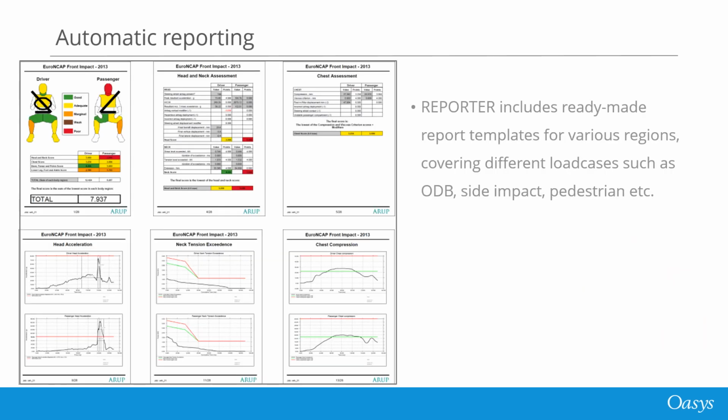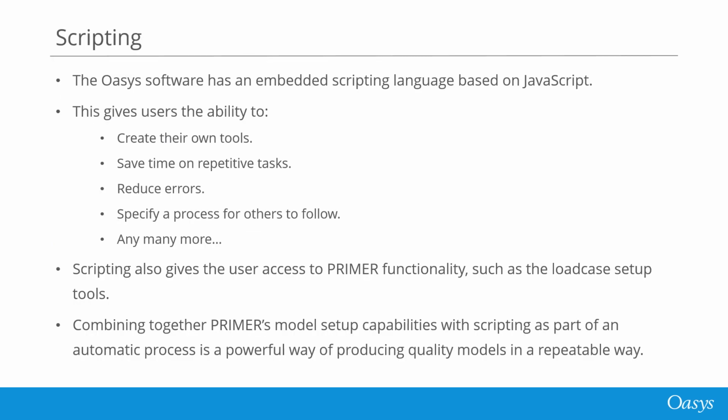And of course, we have automatic reporting. Reporter includes ready-made report templates for various load cases. And that can be built into an automatic process as well. And just a note on scripting. The Oasys software has an embedded scripting language based on JavaScript. And it gives you the ability to create your own tools, save time on repetitive tasks, reduce errors, specify a process for others to follow, and much more.